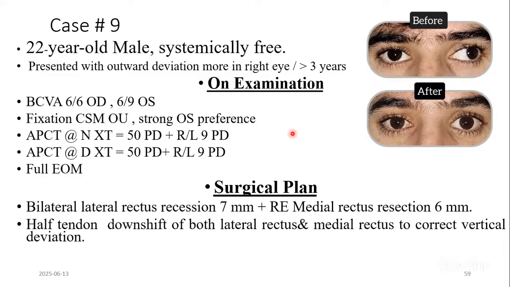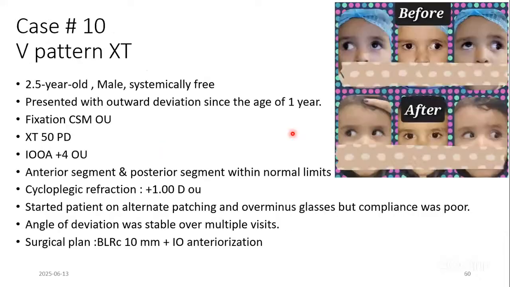This patient, 2.5-year-old, this is what I'm telling you. 2.5, 2 years and a half. Presented with outward deviation at the age of 1 year. He's having a large exotropia, 50 prism diopters, with very large inferior oblique overaction. Can you see the eye here? Plus 4 inferior oblique overaction in both eyes. Cycloplegic refraction only +1, anterior and posterior segments normal.